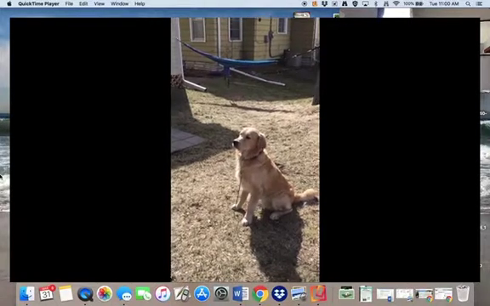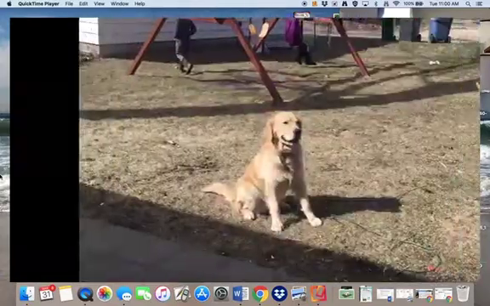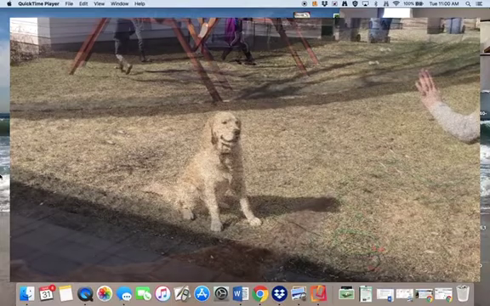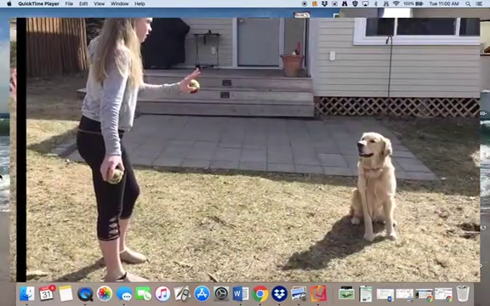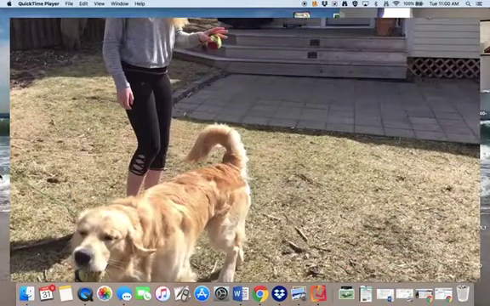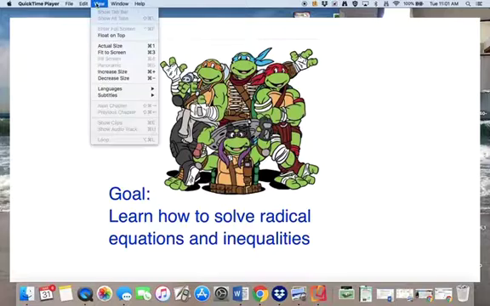Notice Marshall's been working hard on trying to catch a tennis ball. Oh, didn't work the first time. Let's try again. Oh, didn't work. And here's our third try. Look, third try is the charm. Good job, Marshall. See? Just like math. Things might be hard at first, but it'll get easier. Just keep practicing.